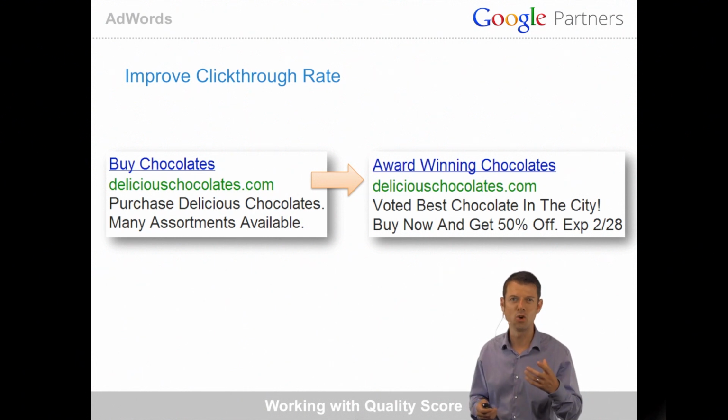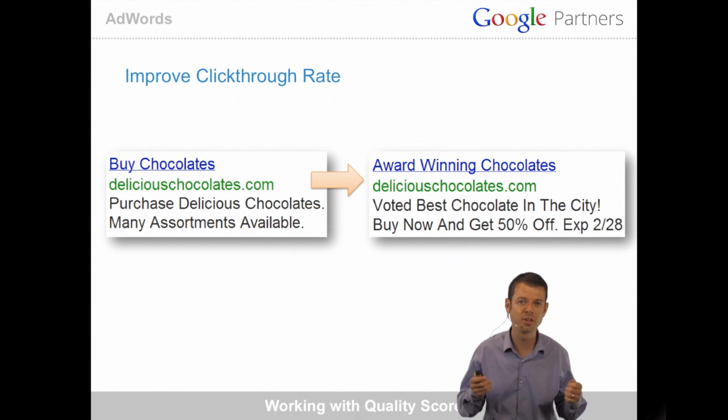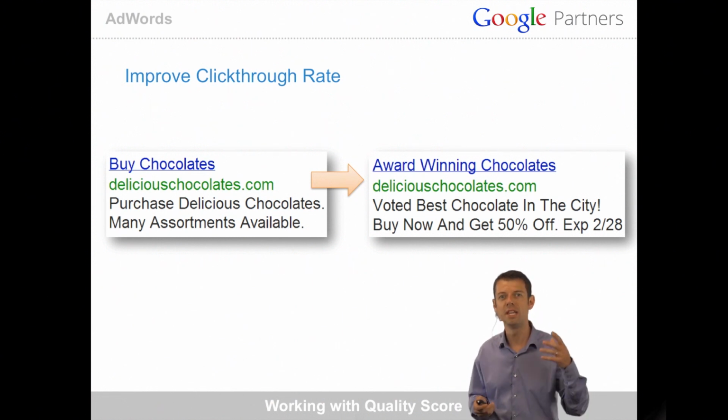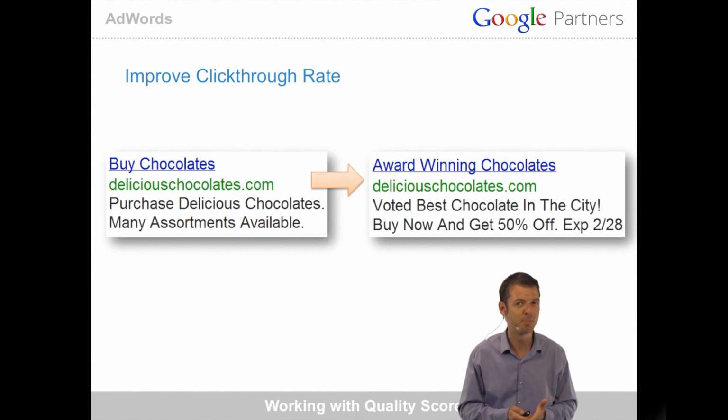Now you've said you're not just chocolates, but you're award-winning. You've got the best chocolates that are out there. Voted best chocolates in the city. If you buy it now, you get 50% off. And there's a limited time on this offer. Right? So these are elements that usually draw people into clicking on an ad. You've given them a really good reason to come to your website now, because if they want to get that 50% offer on the best chocolates in the city, they have to do it now before the offer expires.